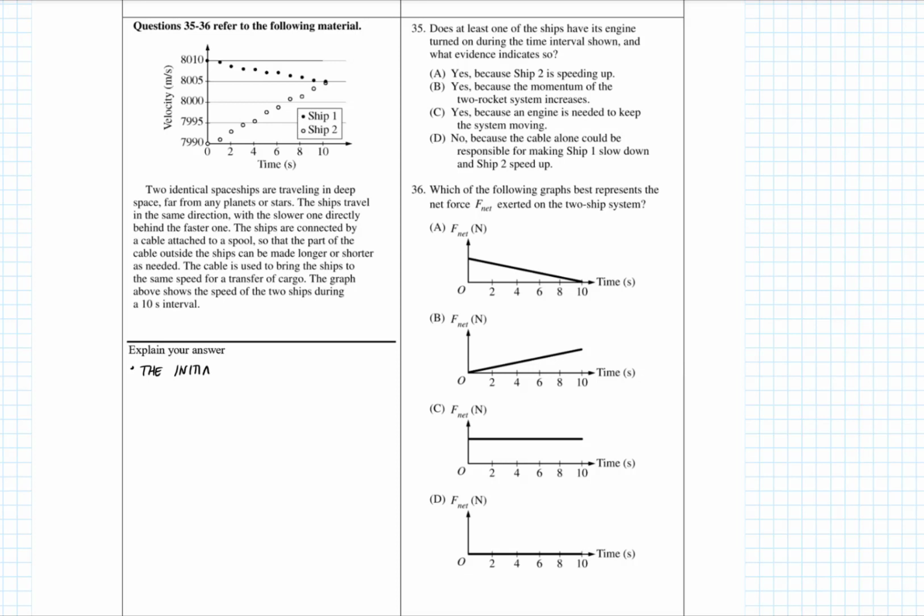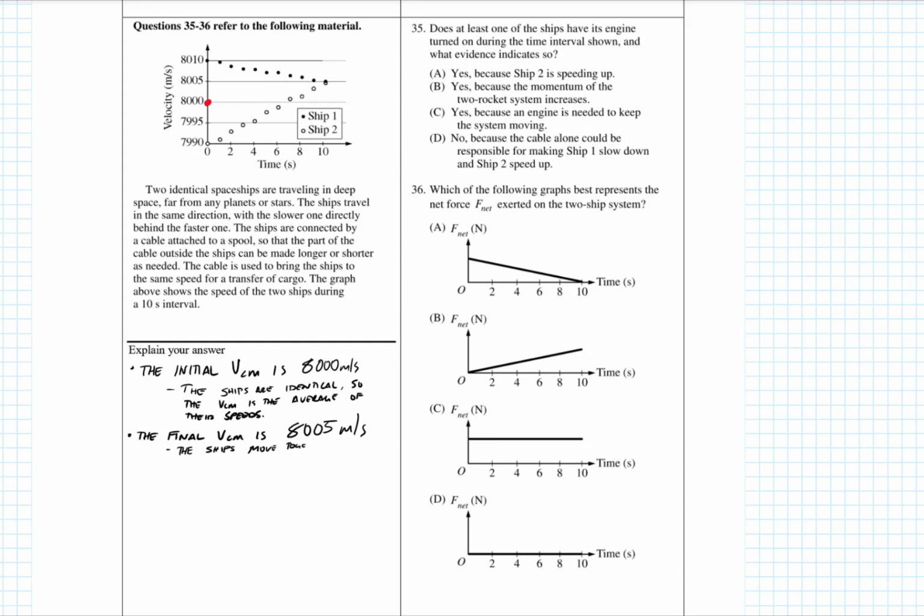And after they pull each other together, it shows the velocity of the center of mass of the system to be 8,005 meters per second, because they're moving together at the end. Both ships have the same speed. So after this collision, with the final velocity of center of mass not being the same as the initial velocity of center of mass, if the velocity of center of mass changes, there must be an outside force acting on this system. There must be a rocket firing with just one of these.